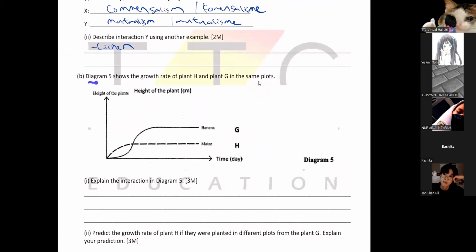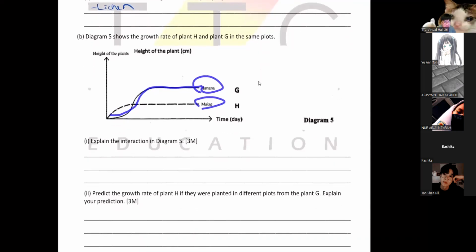All right, so diagram 5 shows the growth rate of plant H and G at the same plot. So when you plant banana and maize at the same place, you see, in the beginning, maize grows faster, banana is slower. And then banana starts to win, and now banana is so much taller than maize. So what is this? Same place. No one is stronger than one another. They are equally strong. It's just that banana grows much better. This is your competition. Persaingan, 竞争, this is how they fight each other.